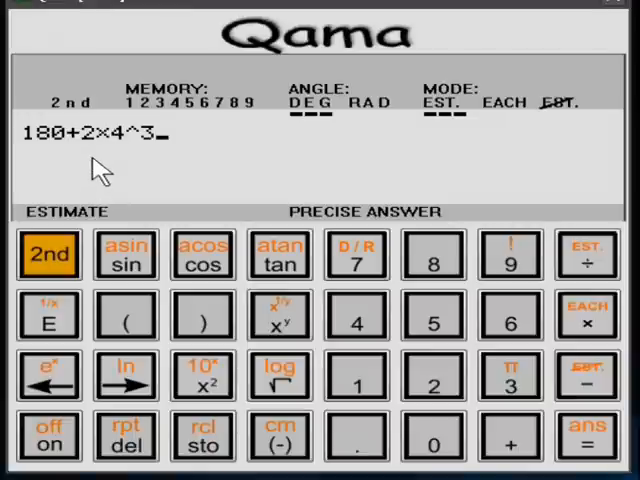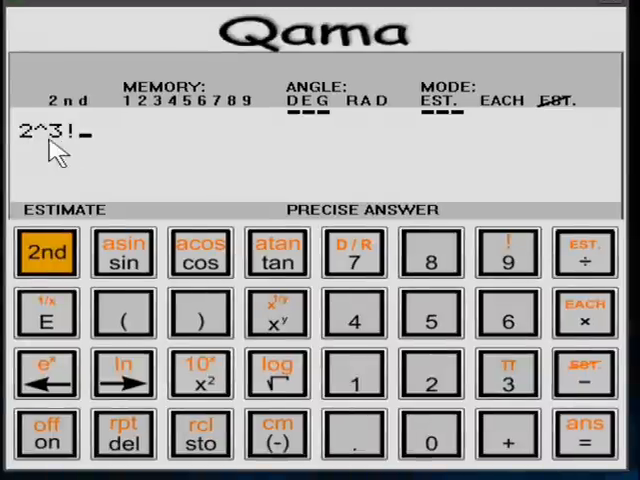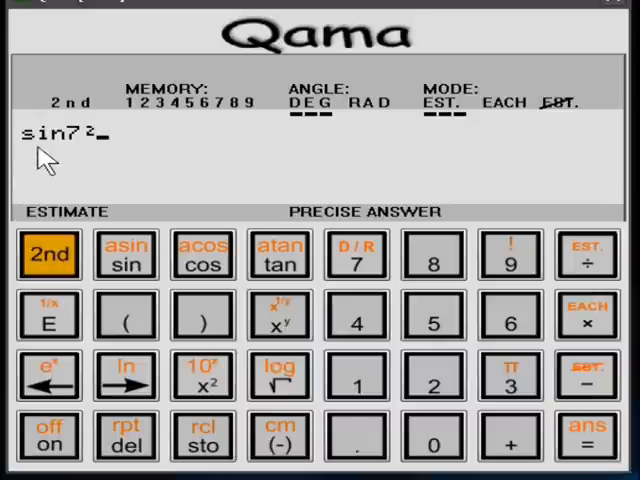Here, the 4 to the power of 3 goes first, the 2 times next, and the 180 plus last. Here, the sine 7 goes first. If the 7 times 2 should go first, put them in brackets. Here, the 2 to the power of 3 goes first, and then the resulting 8 to the power of 2. This is 2 to the power of 6, not 8, factorial. When there is a pre and post function, the post function goes first and then the sign.